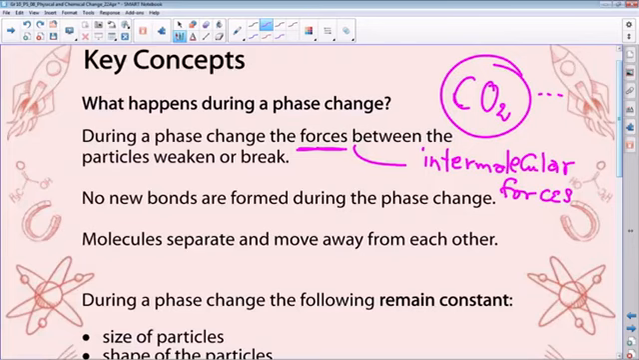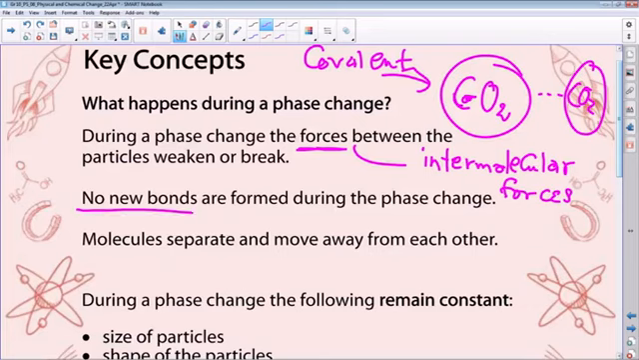So as a result, the covalent bond that exists between carbon and oxygen, having looked at chemical bonding, is not broken or disturbed. What is going to be disturbed is the forces that act between these carbon dioxide molecules. So as a result, no new chemical bonding takes place. When we talk about new bonds, we're talking about chemical bonds. The chemical bonds are not disturbed. They remain intact. They're not disturbed in any way during a phase change.